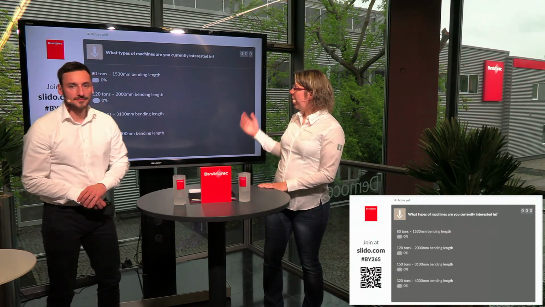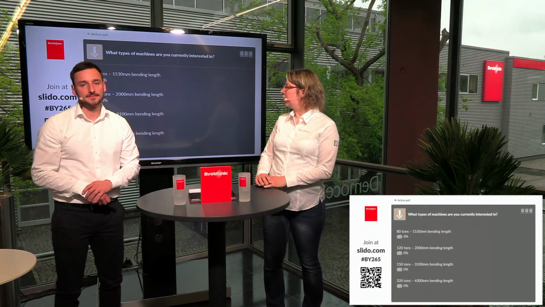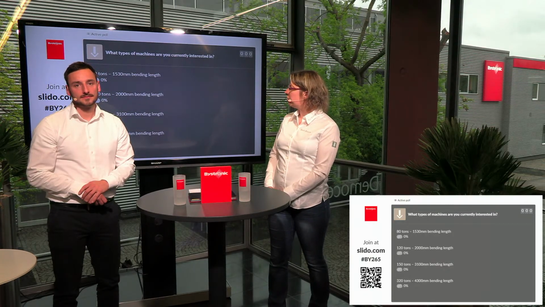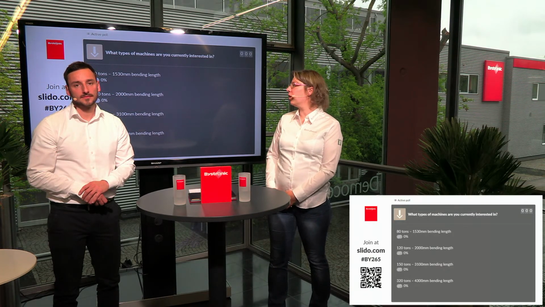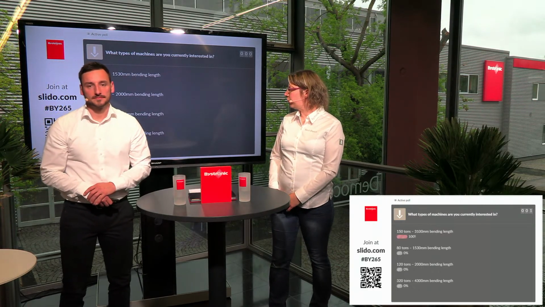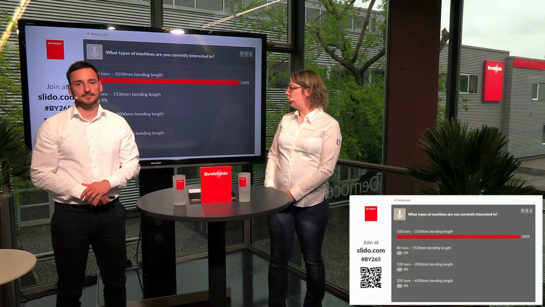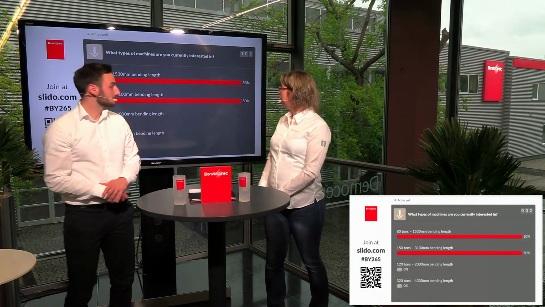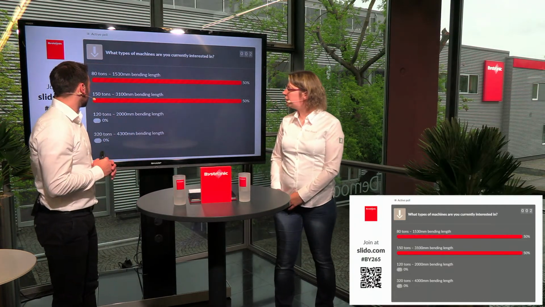So we have the possibilities between an 80-ton machine with 1,500 millimeter bending length, or a 120 ton by 2 meter bending length, or a 150 ton by 3 meter, or a 320 ton by 4 meter. And I see the first people have already voted.